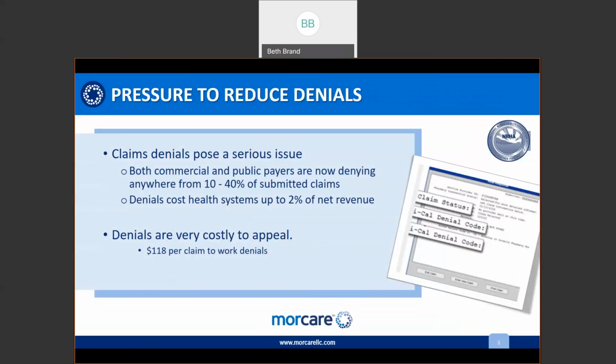Claims denials pose a serious issue. Both commercial and public payers are now denying anywhere from 10 to 40% of all submitted claims, and the denials can cost health systems up to 2% or more of net revenue. Not only that, but denials are very costly to manage and to appeal. One estimate is that it costs approximately $118 per claim just to work the denials on the hospital side.